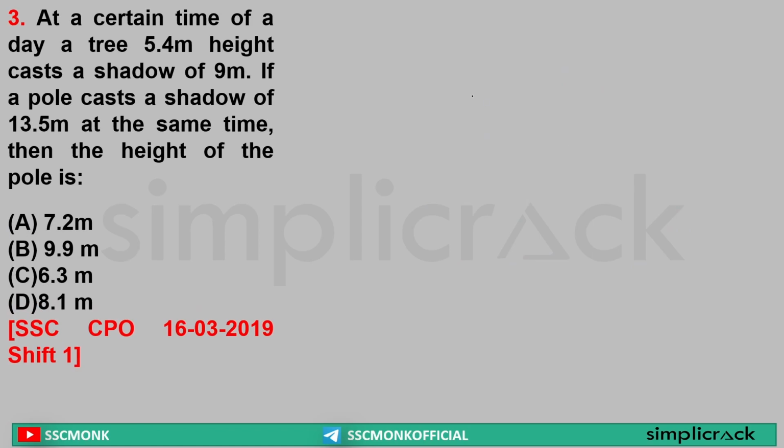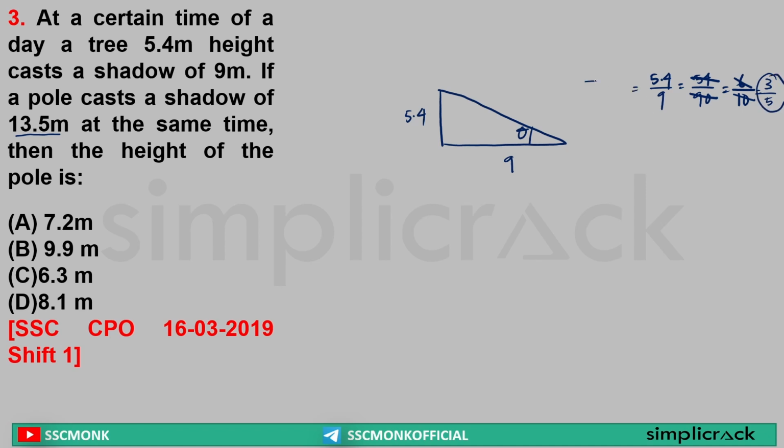Not an issue. So the height of the tree is 5.4. The cast shadow is 9 meter. So tan theta is equal to 5.4 by 9, or I can write 54 by 90. 9 6s are 54, 9 10s are 90. Now, sir, 2 3s are 6, 2 5s are 10. So 3 by 5 is equal to my tan theta. Yes or no? Yes sir.